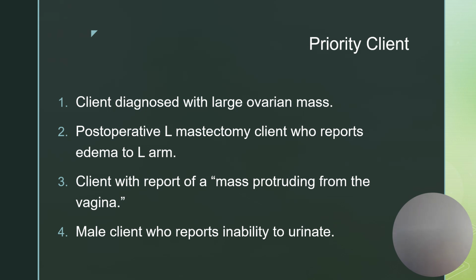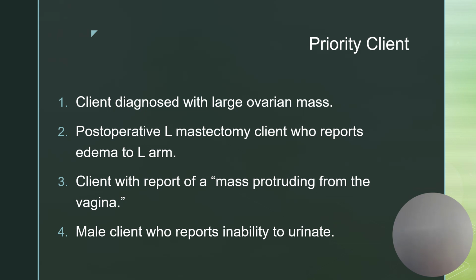Well, we have a large ovarian mass that's probably been there for a while. It's been growing for a while. So unless the client is having severe symptoms where the mass is applying pressure in areas that could be really important, such as your blood vessels, etc., that one is not emergent. If we have a client who had a mastectomy with edema to the left arm, we really kind of expect that to happen. That's pretty normal post-op mastectomy.